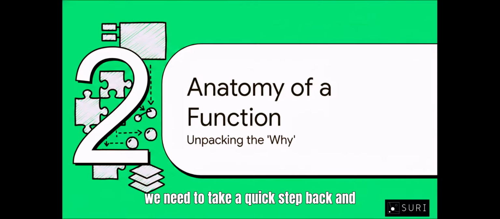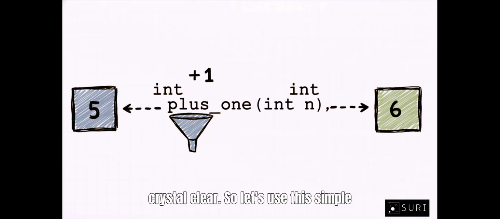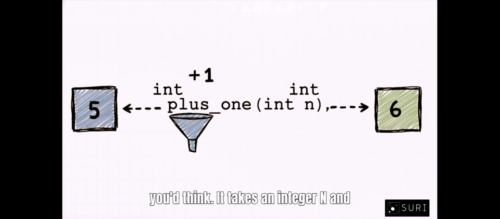Okay, so to solve this little mystery, we need to take a quick step back and look at the anatomy of a C function. Once we get the pieces, I promise, the why behind our puzzle is going to become crystal clear. So let's use this simple function as our example, plus1. It's a great little function, does exactly what you'd think. It takes an integer, n, and, well, it returns that number plus 1.